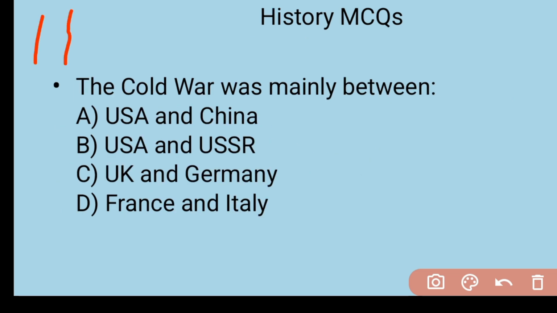Question number 11. The Cold War was mainly between A. USA and China, B. USA and USSR, C. UK and Germany, D. France and Italy. Okay, the correct answer is B. USA and USSR. They were the main actors of the Cold War, the Western and Eastern fronts.